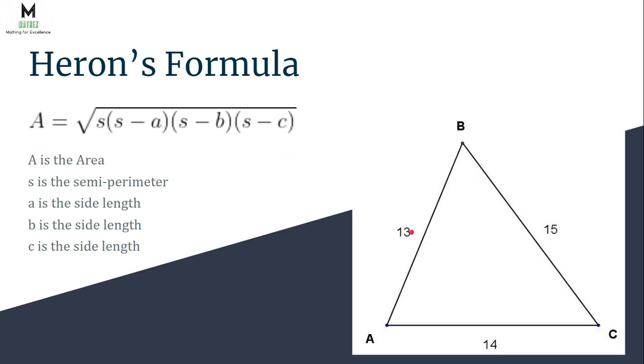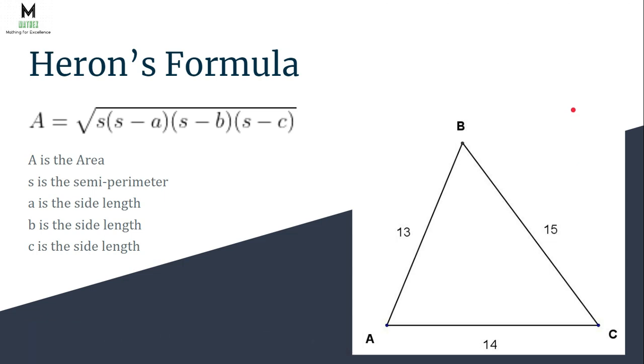Right here we see a 13, 14, 15 triangle. And these triangles are very important because in lots of computations you'll see them appear in many different problems. So we can practice using Heron's formula by computing the area of this 13, 14, 15 triangle.